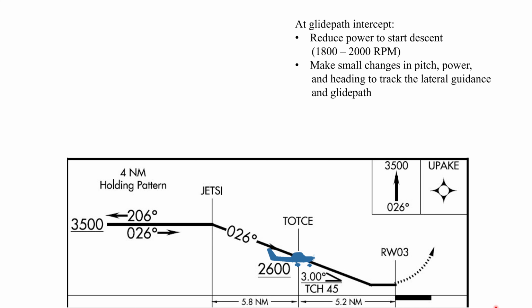If we're hand flying, we want to make small changes in pitch, power, and heading to track the lateral guidance and stay on the glide path on speed. And then we'll track that guidance and the glide path to the derived decision altitude. Again, with this approach, we're going to level at decision altitude because it's unlikely we'll have the airport in sight at this point. So we'll go ahead and level at the DDA to see if we can go a little further forward to see the field.